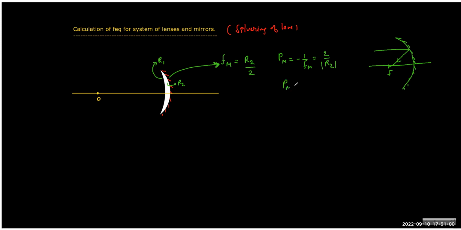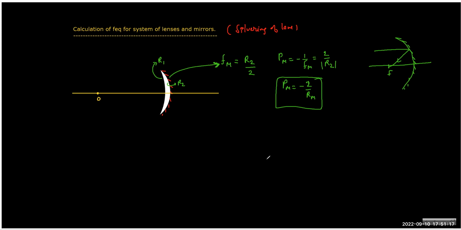So you can write PM equals to minus 1 by 2 by Rm, and substitute the R with proper sign, you get the right answer. Understood? So when you're substituting the value, do it with proper sign.